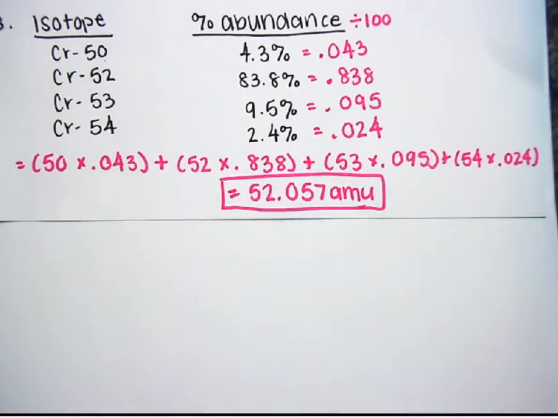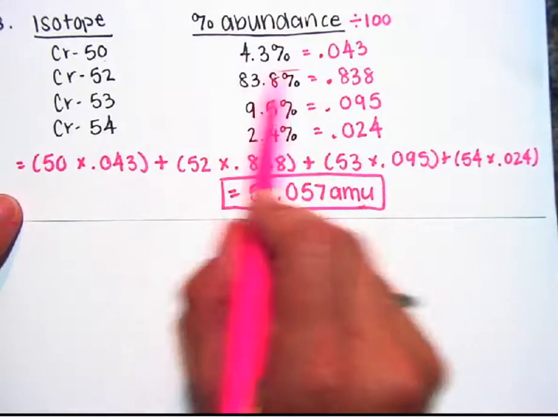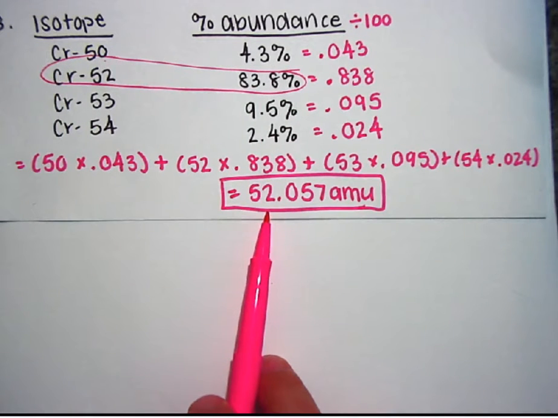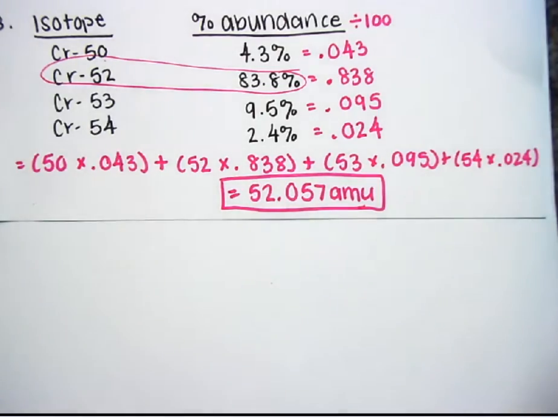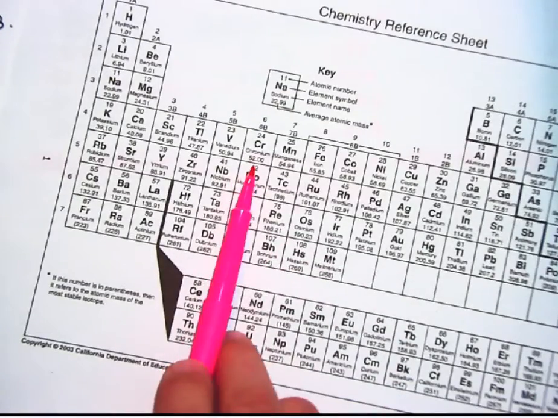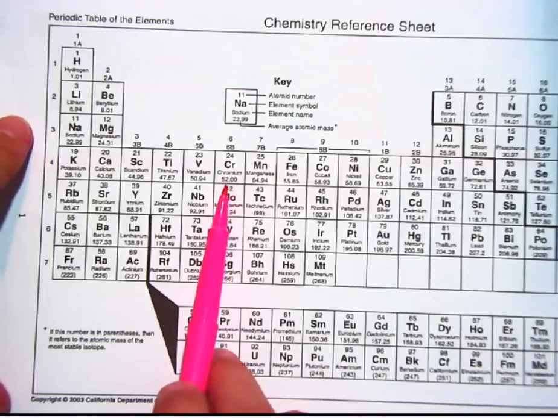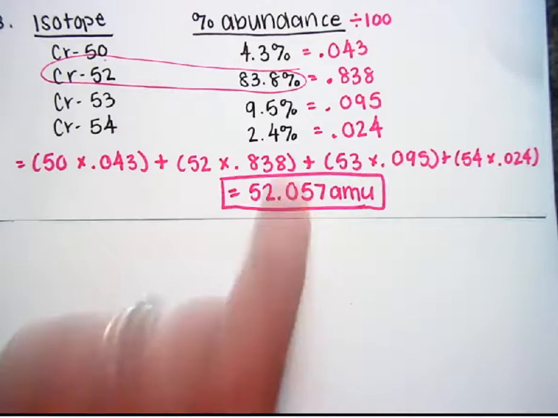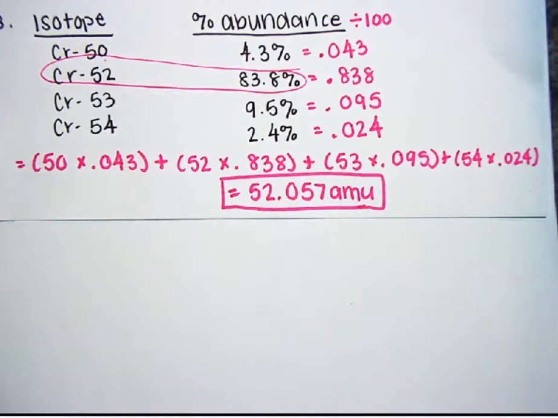Next, which isotope is most abundant? Chromium 52. Is my answer closest to 52? Yes. Third check, how did the periodic table? Periodic table says that chromium has an average atomic mass of 52.0, and that's just about what we got, so we probably did this problem correct.